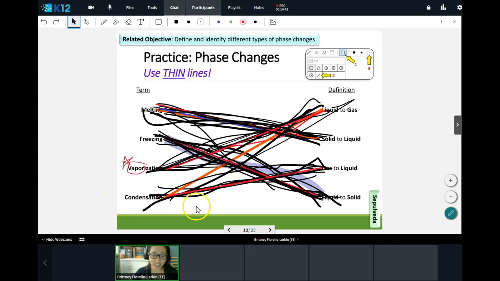And finally, taking a look here, condensation. Condensation is where we are going from a gas to a liquid, right? So it condenses on the outside of a cold can, for example.